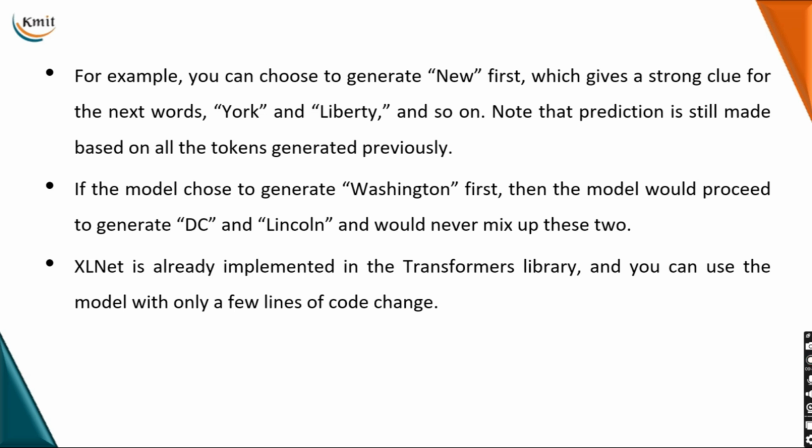Because when I talk about new, there may come the word New York or New Liberty as well. Okay, so the predictions are still made based on all the tokens generated previously. If the model chooses to generate Washington first, then the model would proceed to generate DC or Washington DC, or Washington with respect to Lincoln, or many other words.